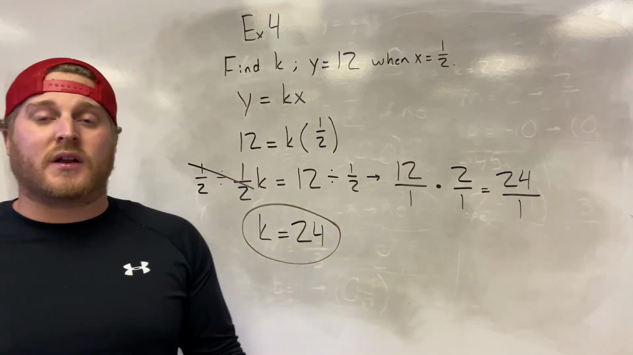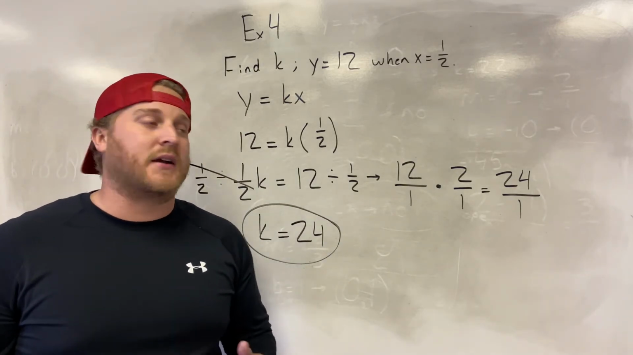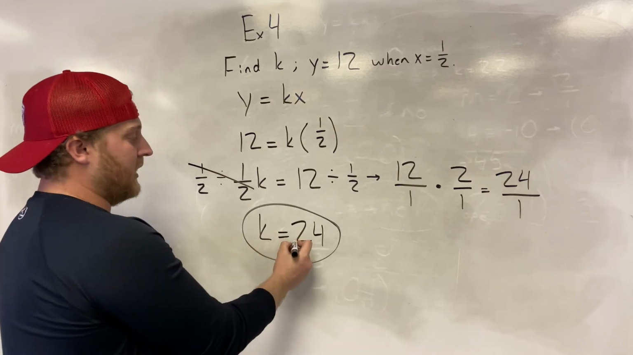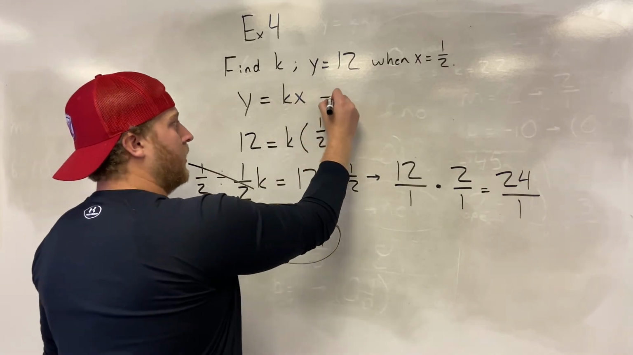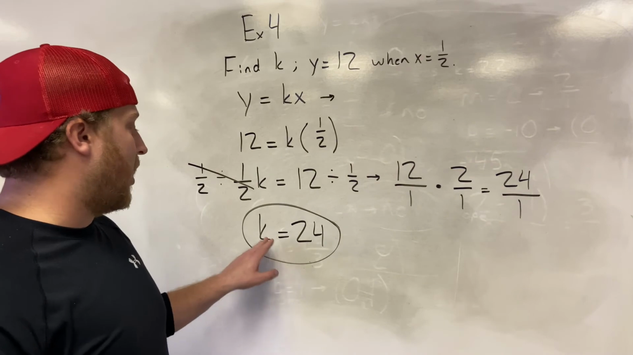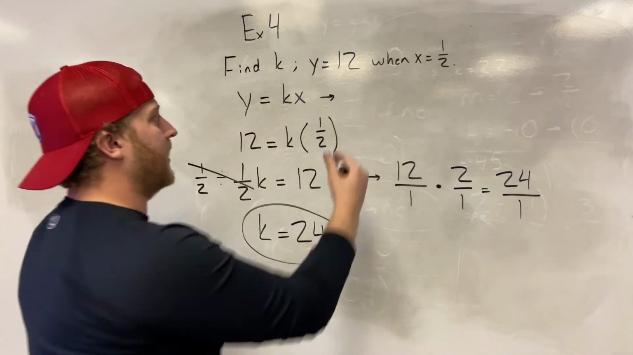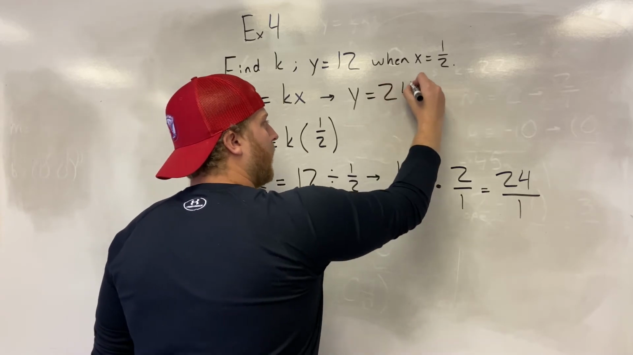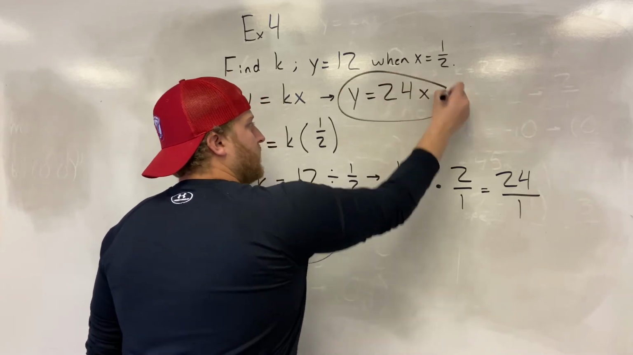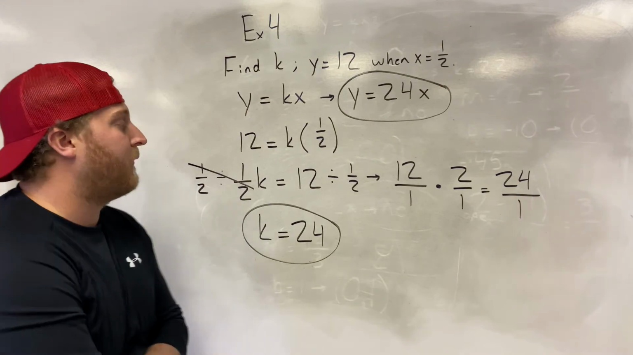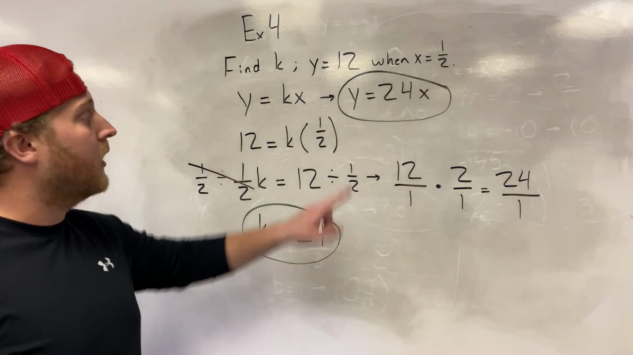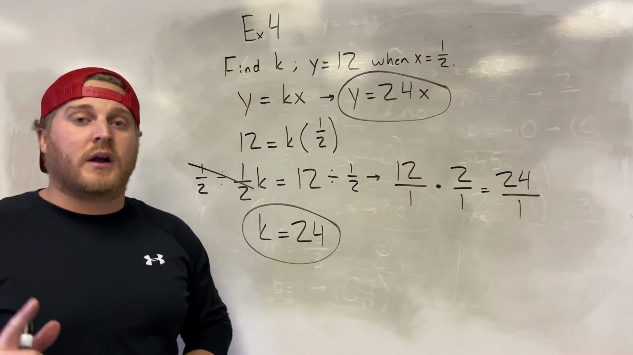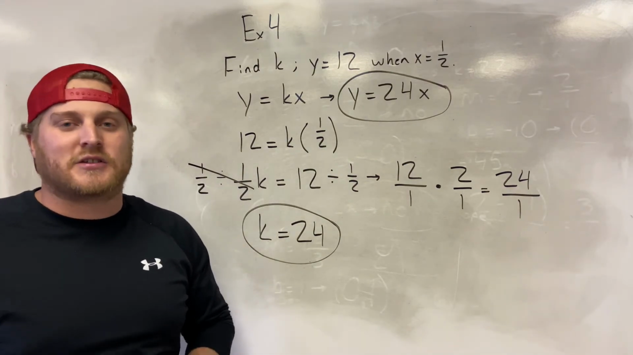It also wanted us to write out the equation for the direct variation. So we're going to do that right up here. Instead of using k, we're going to use 24. So the constant is 24, and the direct variation is y equals 24x. So our two answers for example 4 are k equals 24 and y equals 24 times x. Let's do one more example kind of like this one, and then you can get started on your lesson.